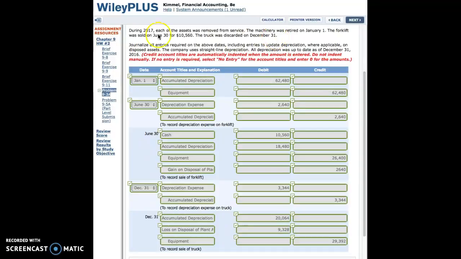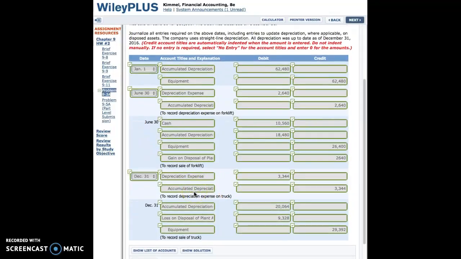This is the truck, so they just discarded it December 31st, 2017. So we just have the 1 year. That's why I know that that is the correct number for 1 year of depreciation. So we put in depreciation expense, we debit that, and we credit the accumulated depreciation, and then it has a little slash and equipment.